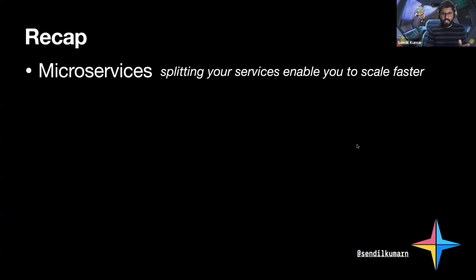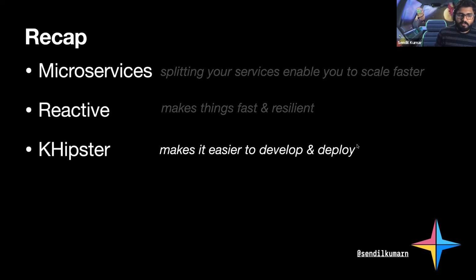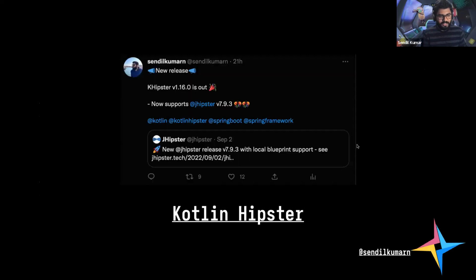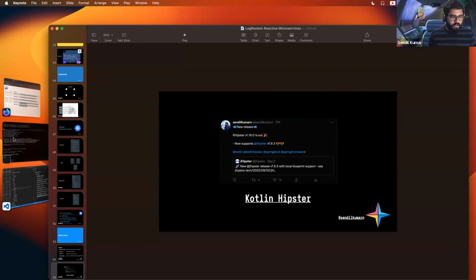Yeah, so let's see what we have seen. We have seen microservices, how splitting those huge monoliths into smaller services enables you to scale faster. We have talked about reactive, how we can make things faster and also resilient. JHipster, which makes it easier for you to develop and deploy. And finally, Kubernetes, which helps you to manage and maintain your services at scale. We also saw a demo, where you were able to generate the application, but I deployed the application before itself, just to make sure the demo works. And that's basically it. We can also try it now.